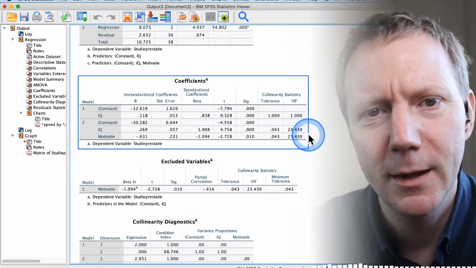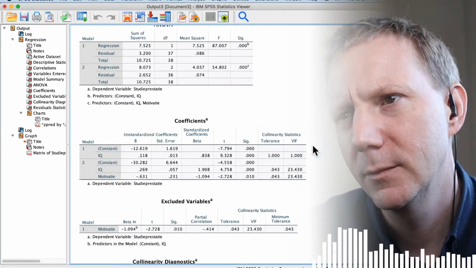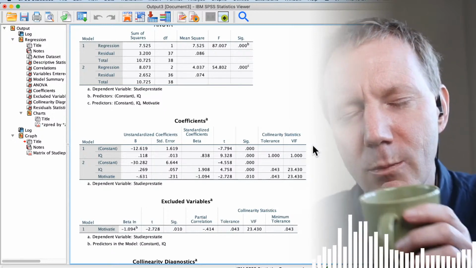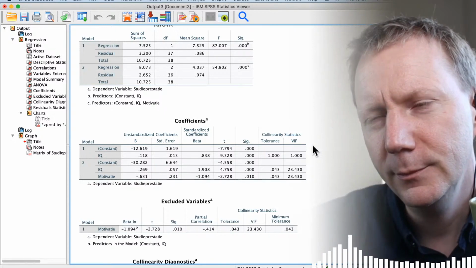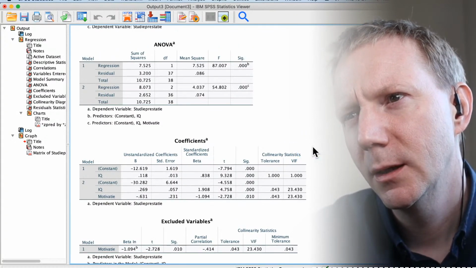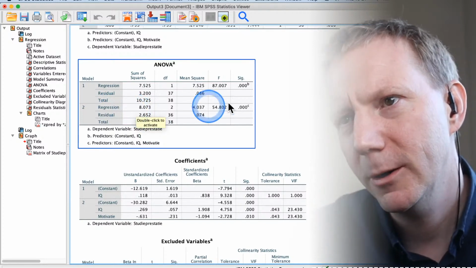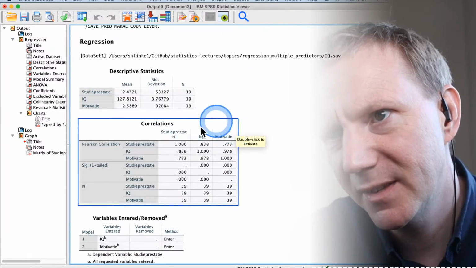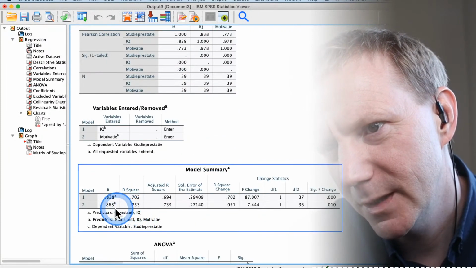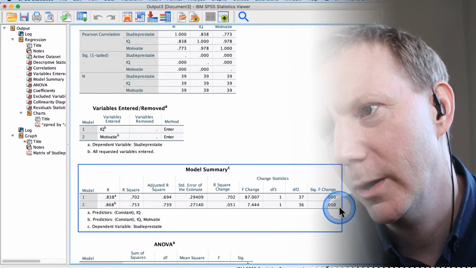Could I ask a quick question? Yeah, go ahead. The second model, because it's IQ and motivation, would that be like at the beginning if you put both of them in the same block? Yeah, so if you put both of them in the same block and you use only one block, you would get an explained variance of this one. So this would be exactly the same as if you put everything in one block.